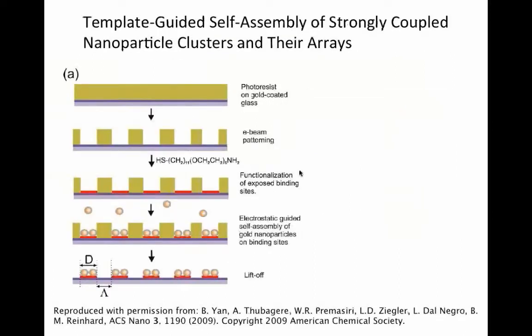An alternative approach to assemble clusters of metal nanoparticles that are electromagnetically coupled is based on the combination of top-down fabrication and chemical self-assembly. This approach, for example, e-beam lithography, is used to create binding sites in a photoresist matrix that we can then charge positively, and then we can assemble negatively charged nanoparticles on these positively charged surface sites. And after removal of the photoresist, we obtain closely packed clusters at defined locations in an array.